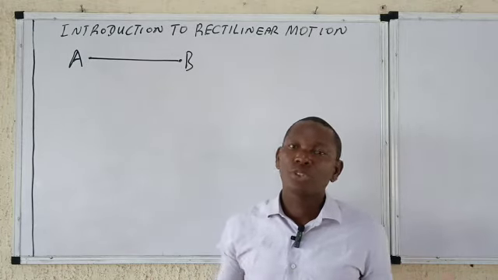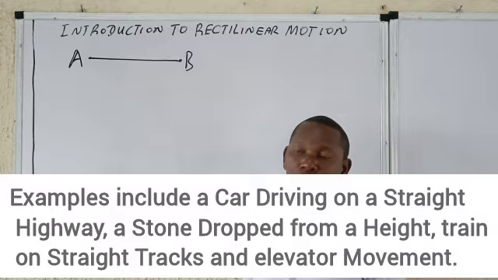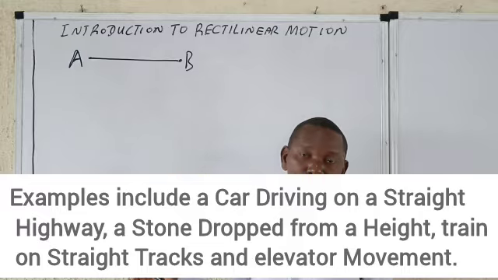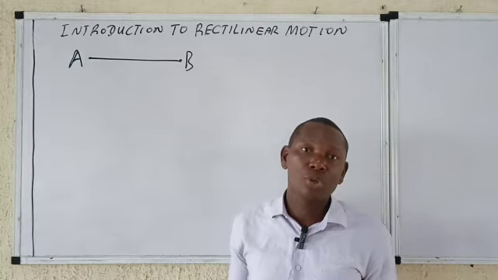Now, some examples of rectilinear motion: if I decide to drop this marker straight down, that's rectilinear motion. A car driving on a straight highway between cities, that's rectilinear motion. Or even a train on a straight track, that's also rectilinear motion.